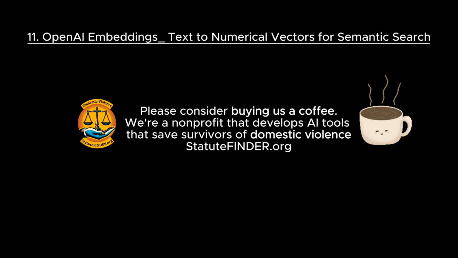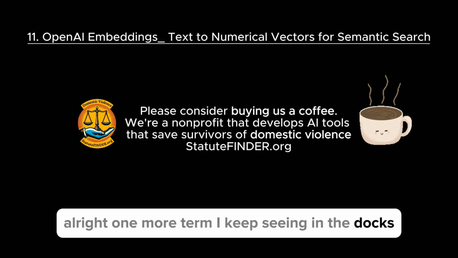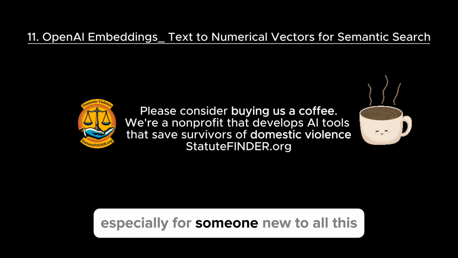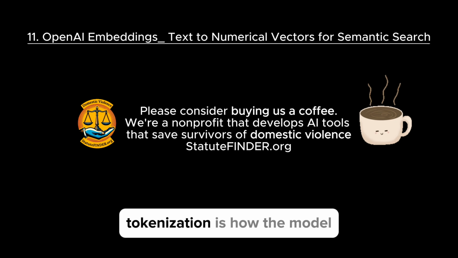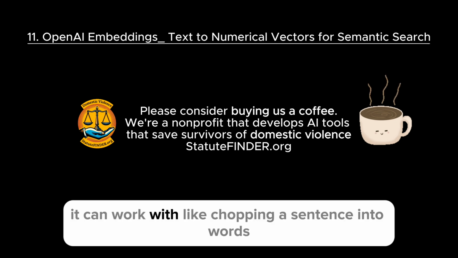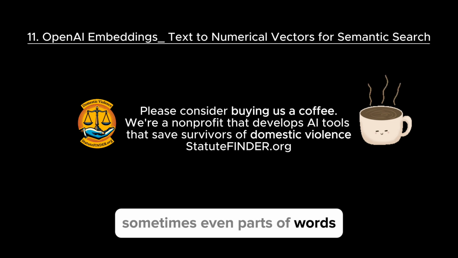Makes sense. All right, one more term I keep seeing in the docs. Tokenization. What is that, especially for someone new to all this? Tokenization is how the model breaks down your text into smaller pieces it can work with, like chopping a sentence into words, sometimes even parts of words.